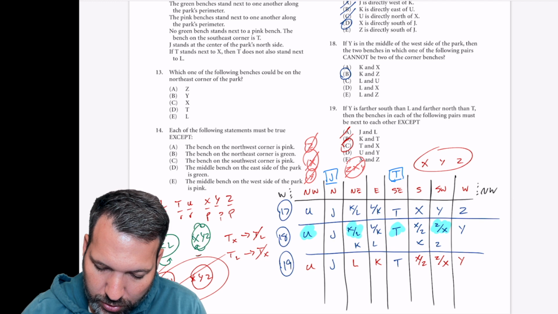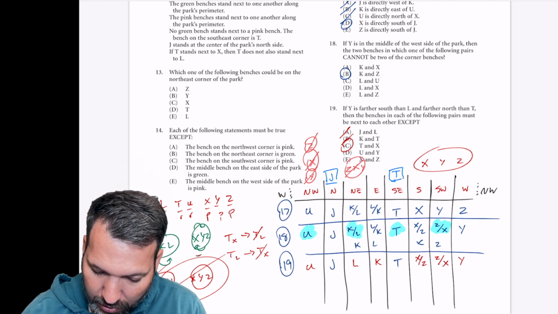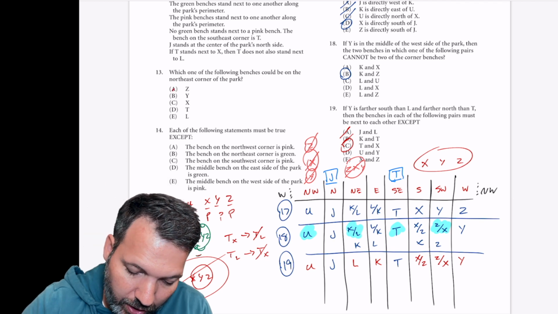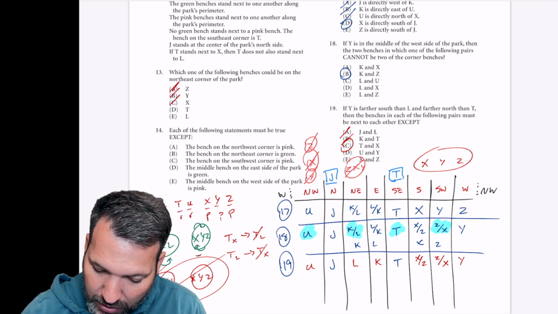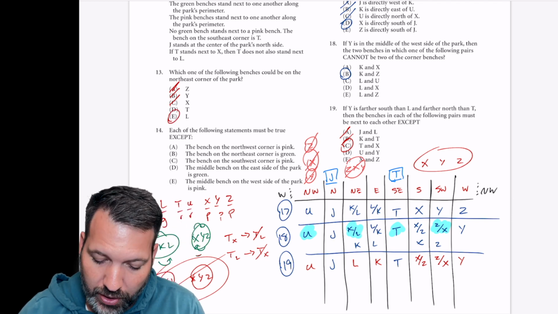Which of the following benches could be northeast? Well, obviously the answer is not J, but I don't see J there. And it's definitely not Z, X, or Y, so I can cross off A, B, and C. I've seen L several times, so yeah, it has to be E there. Okay, not so bad. 14.